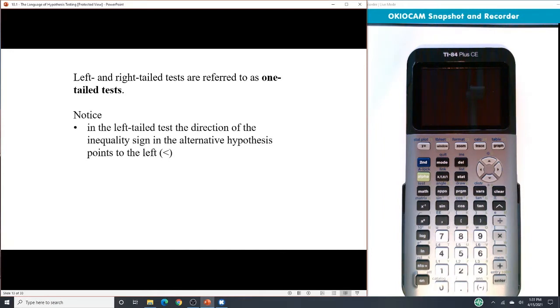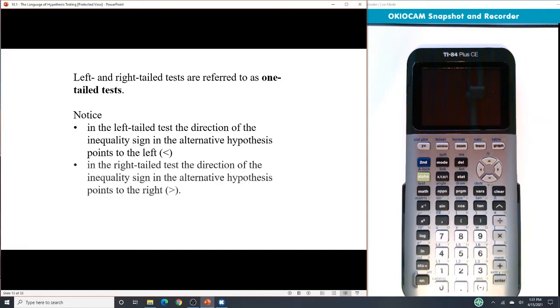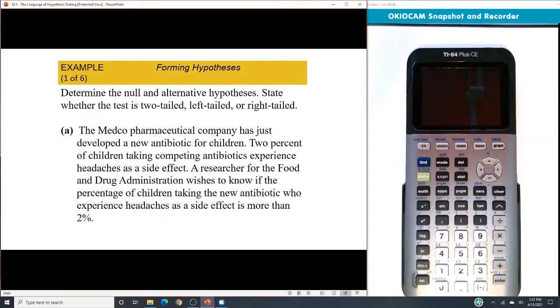All right. Now, left and right-tailed tests are referred to as one-tailed because it's only one side, whereas does not equal is a two-tailed. Notice that the left-tailed gives a less than symbol, and the right-tailed gives a greater than symbol. It's going to point kind of the direction you need to go. And then for all of them, the null hypothesis again has the equals. All right, so here we just need to determine if it is two-tailed, left-tailed, or right-tailed.